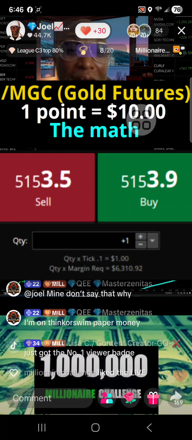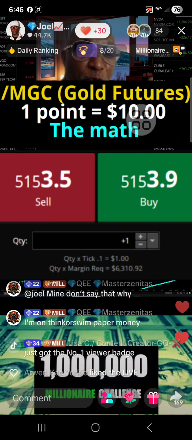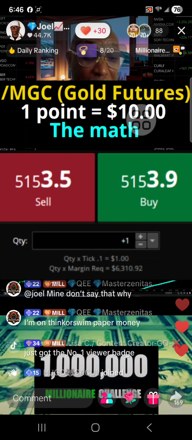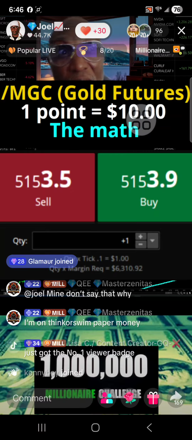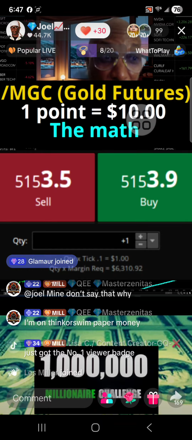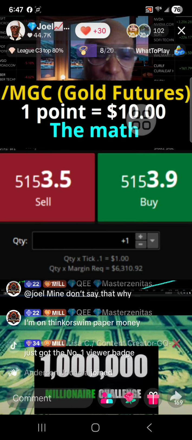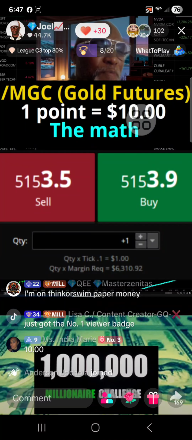So every dollar move, in the comment section, if every tick, which is 10 cents, is a dollar move, it was $1. So if it goes from 5,153 to 5,154, how much money do I make? $100?